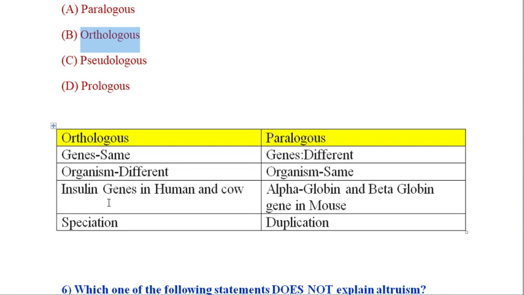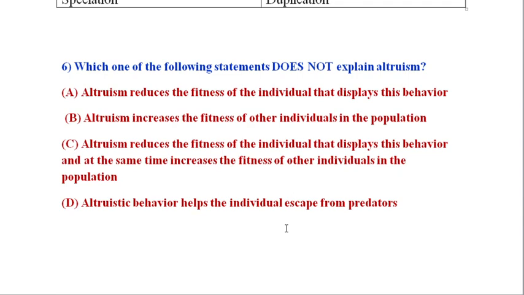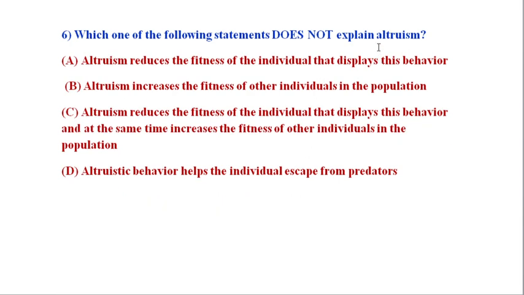Okay, in paralogs, an example is the alpha globin gene and beta globin gene present in mouse. So both the genes are different but the organism is the same. And orthologous genes originate due to the process called speciation, and paralogous genes are due to gene duplication or gene replication.